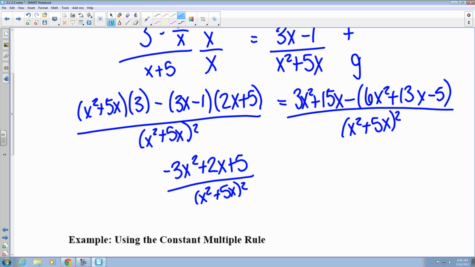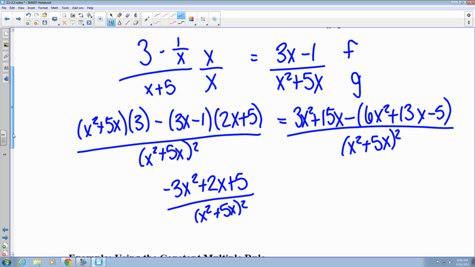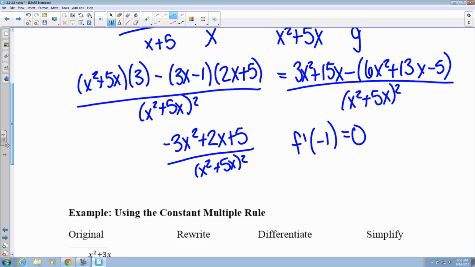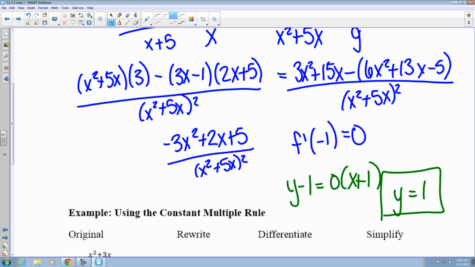And then to find out what the derivative, that's the derivative we need, the slope at negative 1, 1. We're going to put negative 1 in. When we do that, we get 0, which makes this a little bit easier. So if we're going through negative 1, 1, y minus 1 equals 0 times x plus 1, or y equals 1 is our line.